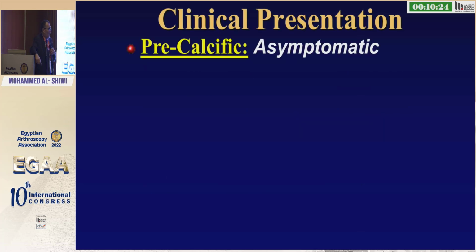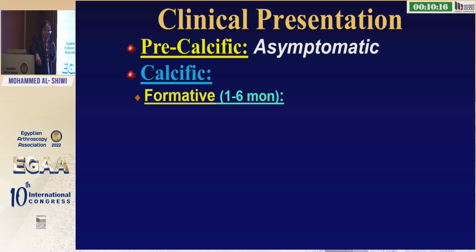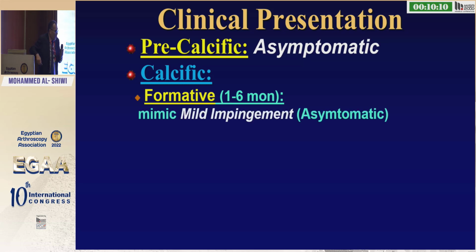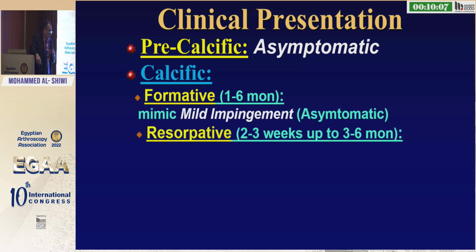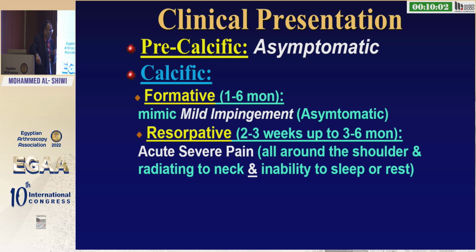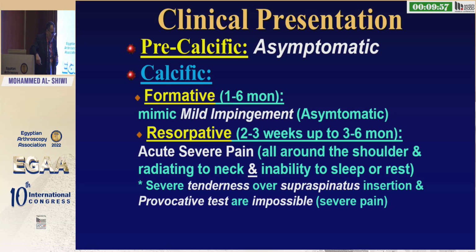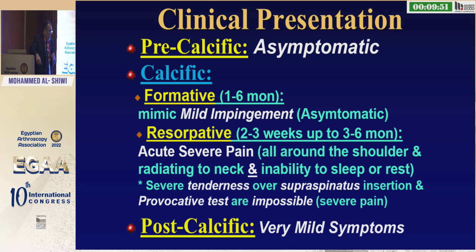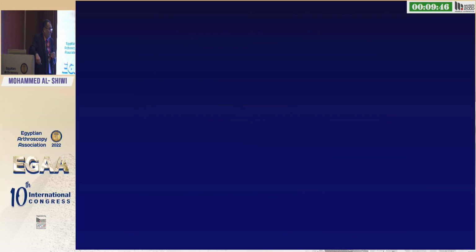The clinical presentation. During the pre-calcific stage, it's almost asymptomatic. It's usually discovered by accident. During the calcific stage, the formative stage, which extends from 2 to 3 weeks up to 6 months, it is mild impingement. While in the resorptive phase, which extends up to 3 months, there is severe, unbearable pain. The patient cannot sleep, even at rest. With severe tenderness, you cannot elicit any of the provocative tests. In the post-calcific stage, pain starts to regress until it totally disappears.